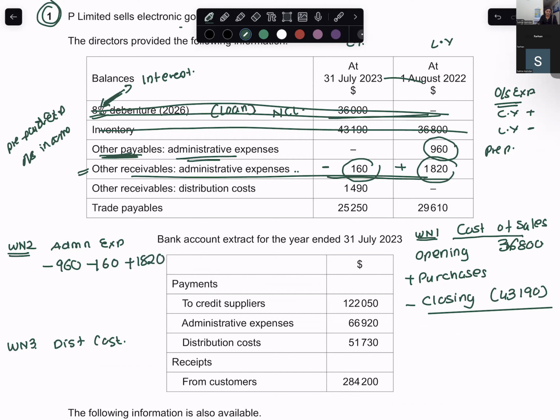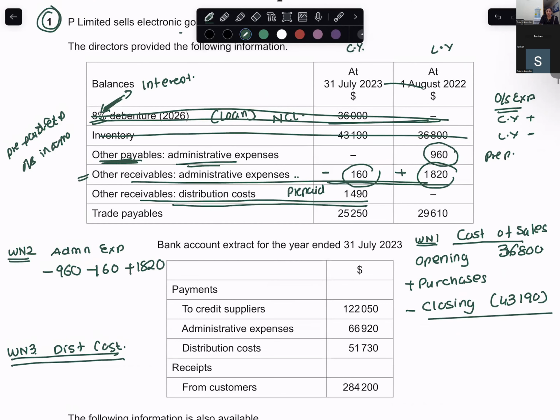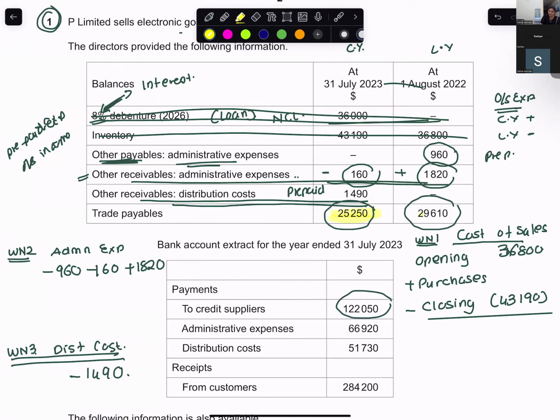Other receivables, distribution costs. For the distribution cost, it's the same thing. So this one's gonna be minus, prepaid expense of the current year. Now you think about this, and tell me what is the relationship between this. Until then, you can do your workings. I'll just give you something.